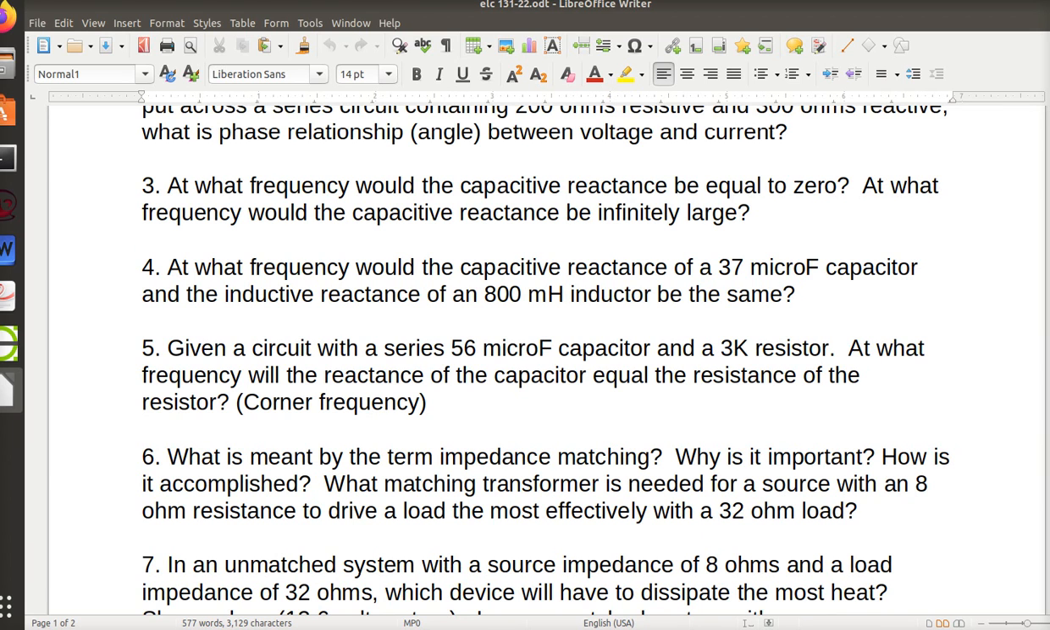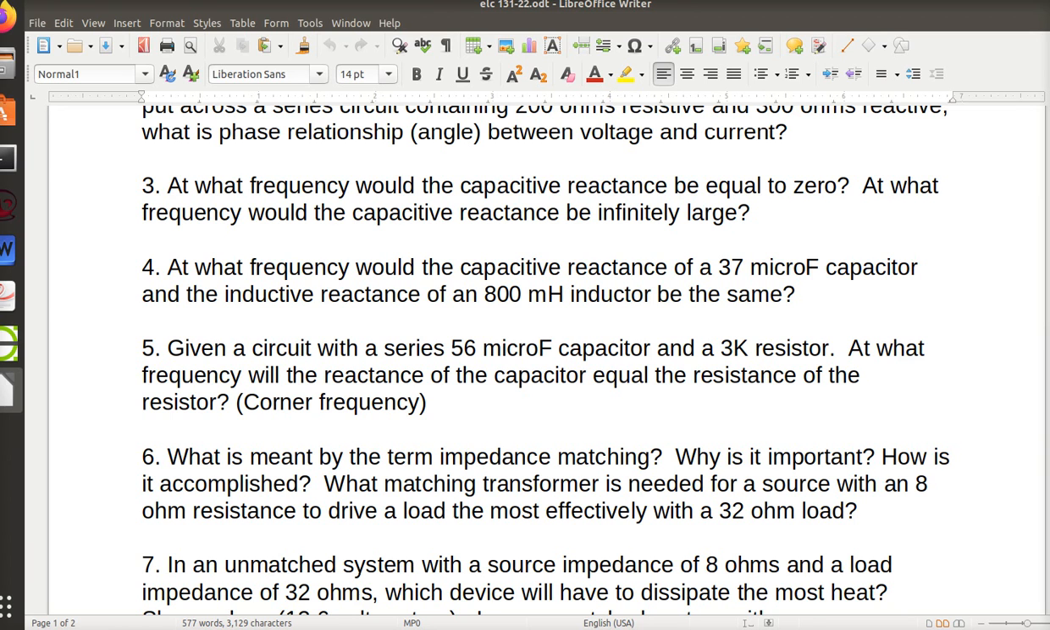At what frequency would the capacitive reactance be equal to 0? We know the capacitive reactance formula, so if you make XC equal to 0, what frequency is required? And then what frequency would cause the capacitive reactance to be infinitely large? The thing I'm wanting you to see is that it's opposite what happens with inductive reactance. At zero frequency, or DC, your capacitive reactance is infinitely large, and at very, very high frequencies your capacitive reactance is very, very small. And inductance goes the opposite way.